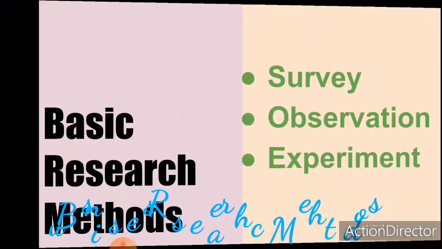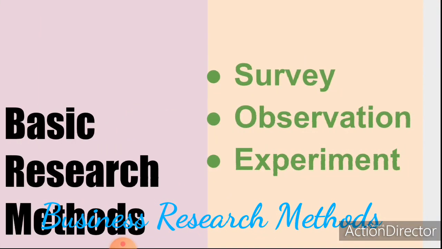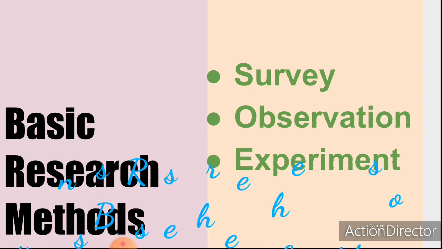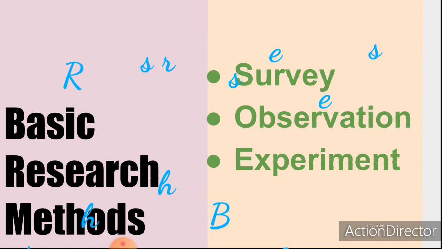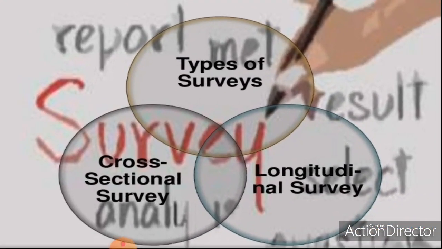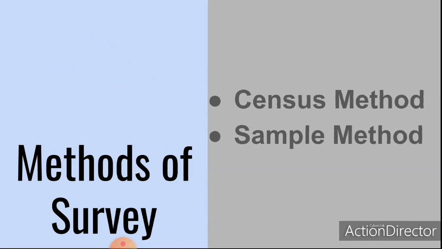In our last class, we discussed the first method of data collection, that is survey method. I already told you that a survey is used to know or get the opinion of a large group of people about a particular topic or issue. Then we discussed the two important types of surveys, that is cross-sectional surveys and longitudinal survey. And we also discussed the methods of surveys, that is census method and sample method.